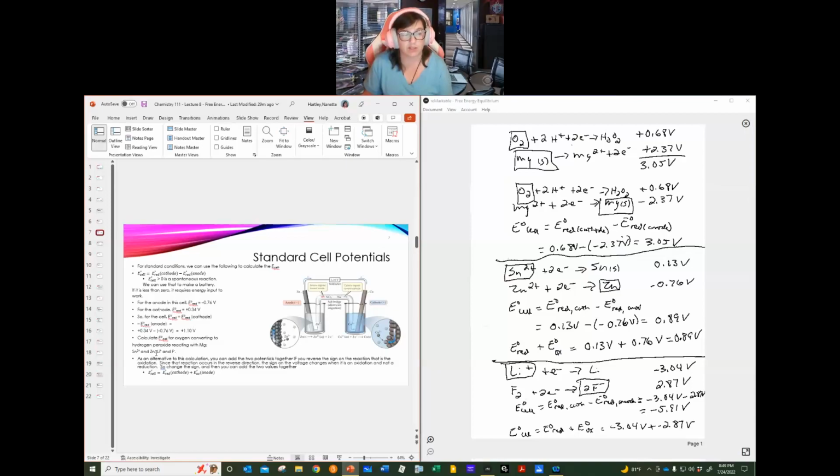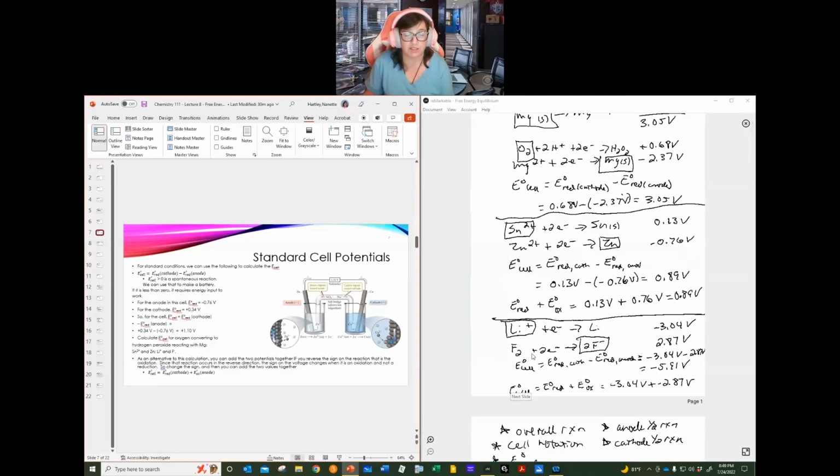The other one I want you to consider is Li plus and F minus. So Li plus an electron goes to Li. That's negative 3.04 volts. F2 plus 2 electrons goes to 2F minus. That's 2.87 volts. And remember, I boxed the Li plus and the F minus. So I'm going to have this negative 3.04. And when I reverse this, that's going to be a negative 2.87, right? So I'm going to end up with a negative 5.91 volts.